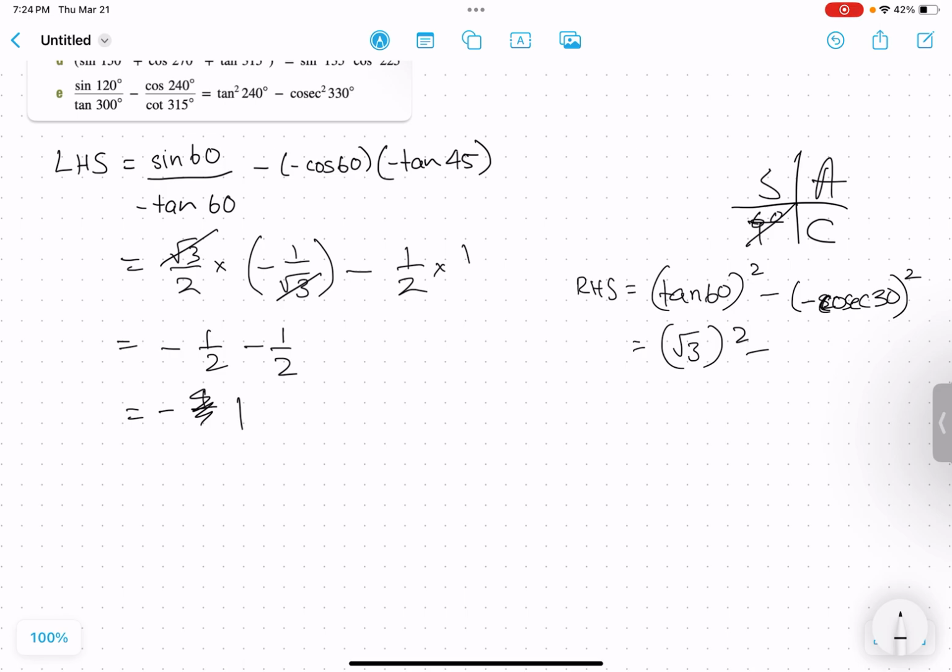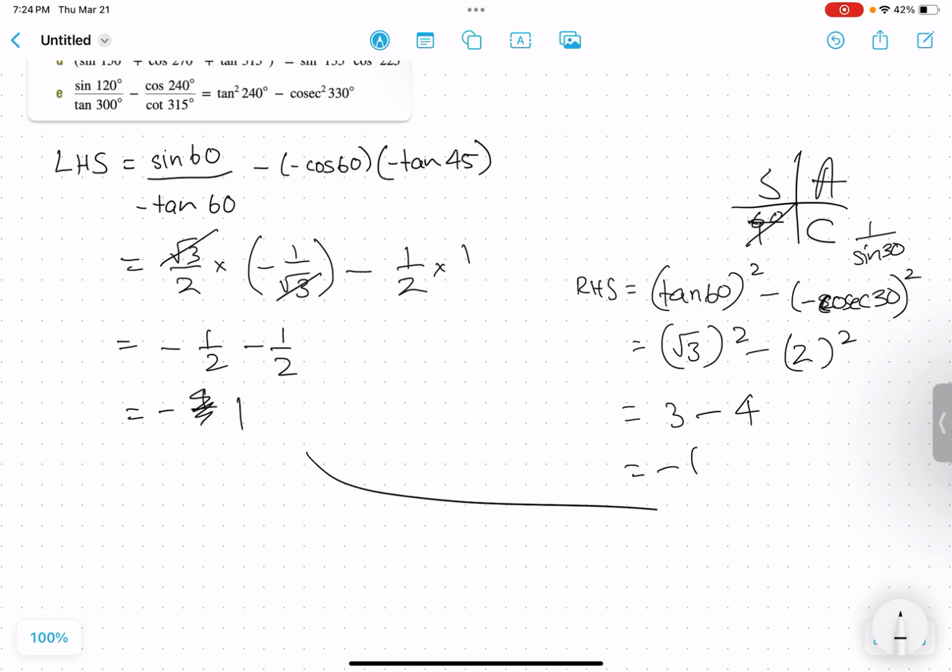Now cosec, remember, is the reciprocal, so it's the same as 1 on sine 30. Now sine 30 is a half, so if I reciprocate that, I get 2. So this will be a 2 squared. So I'll say that again, sine 30 is a half. Hang on, cosec is 1 on a half, which is 2. Yeah, that's right. So that is a 2 squared. That is correct. So that's 3 minus 4, which is a negative 1.